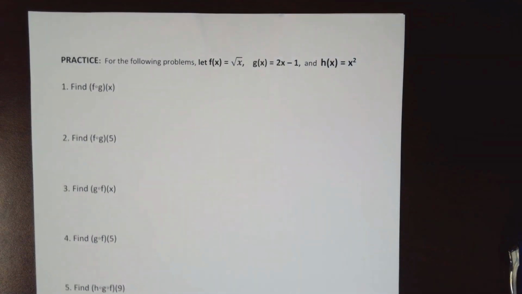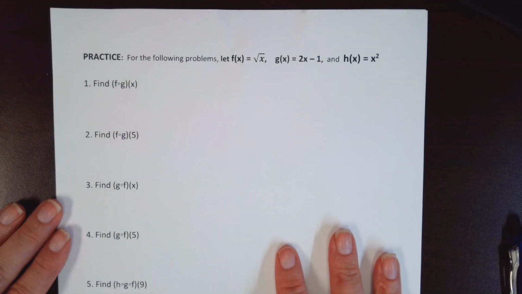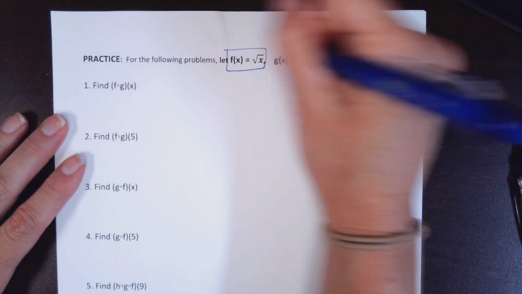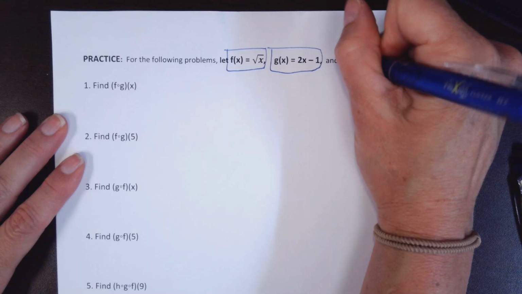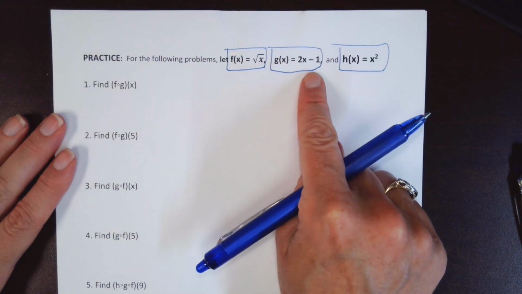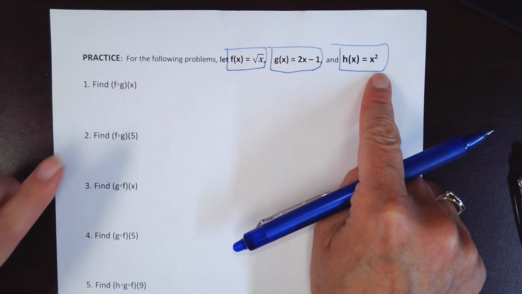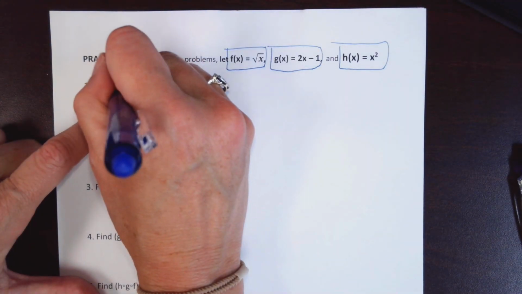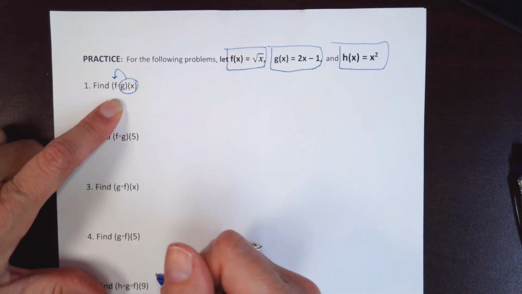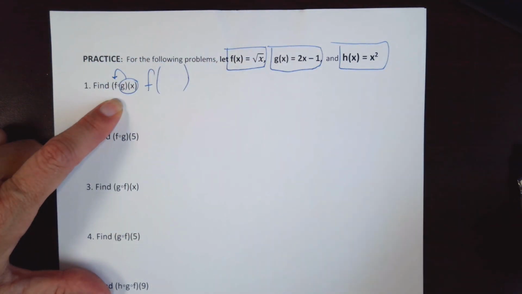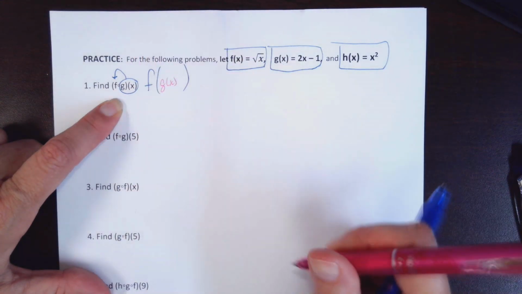Okay, let's do some practice on this, and then we will be done with section 2.6. I have defined 3 different functions for you: f of x, g of x, and h of x. Square root, linear, quadratic. We're going to find first f composite g of x, which means I'm taking g of x and I'm plugging it into that original function f. F function is the big function. G of x gets plugged in inside.